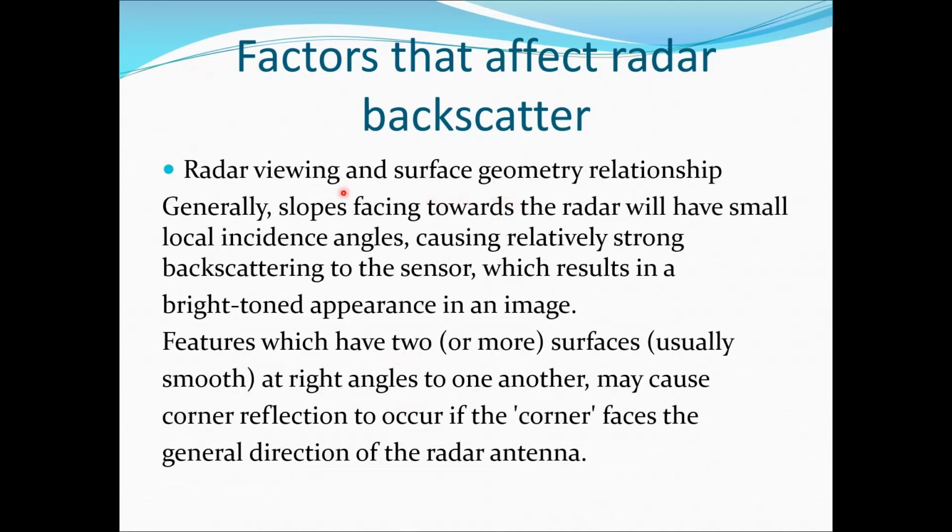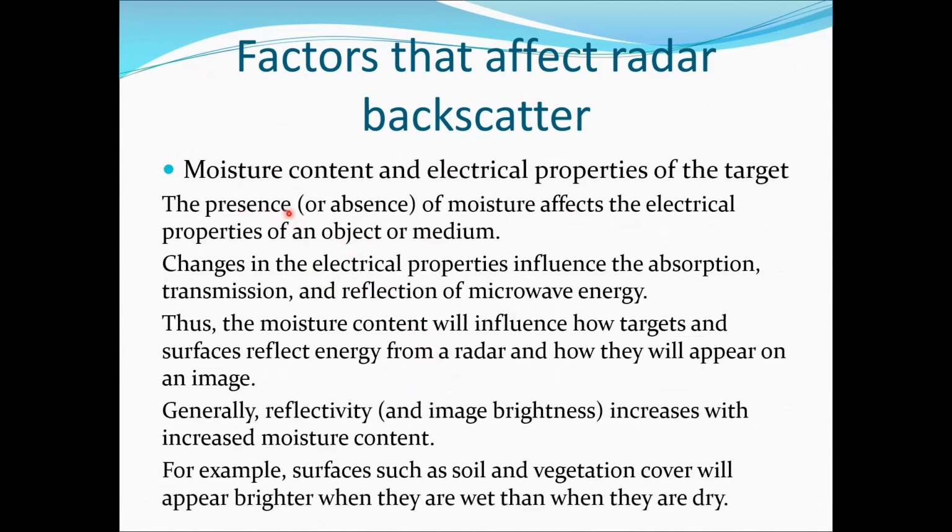So this is the radar viewing and surface geometry. Generally slopes facing towards the radar will have small local incidence angles, causing relatively strong backscatter to the sensor, which results in brightly toned images in these very rugged terrains. Moisture: the presence or absence of moisture affects the electrical properties of an object or medium. The changes in the electrical properties influence the absorption, transmission, and reflection of electromagnetic energy. Thus, moisture content will influence how targets reflect the microwave.